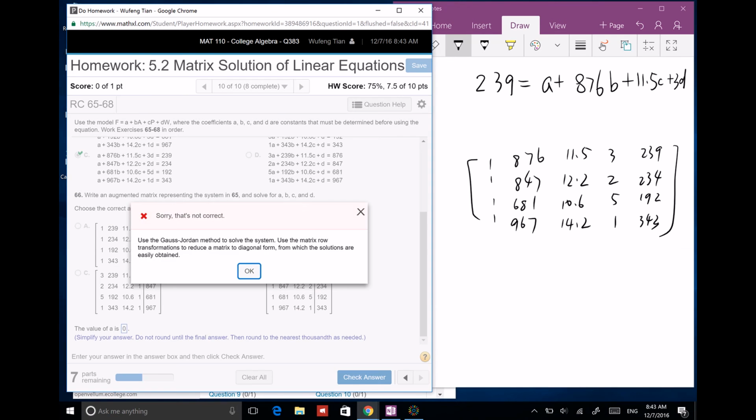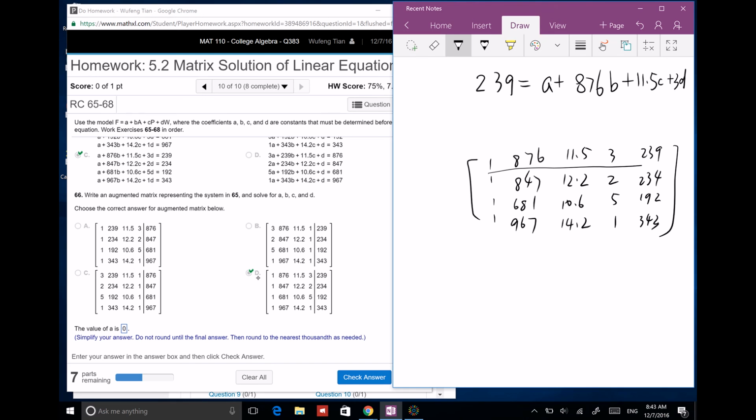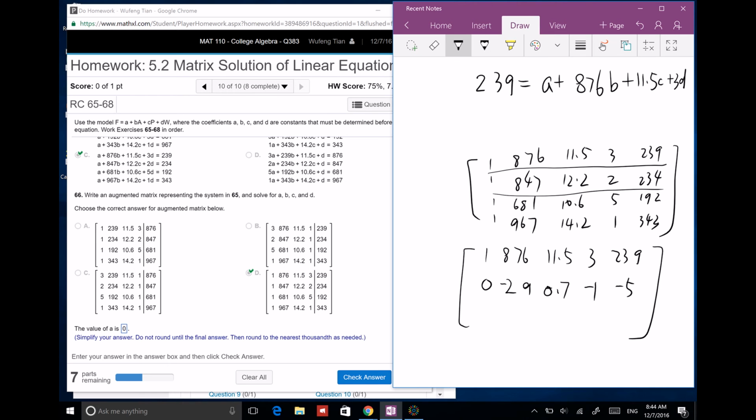Okay, so this one, what you need to do, you multiply the first one by -1, add on the second one. So you got 1, 876, 11.5, 3, 239. -1 multiplied is 0. Multiply this by -1, add on the second one. So it's 9, -29, -1 to here, 0.7. -1 to here, -1, -1 to here, -5. And you do one by one, you got everything go to 0.